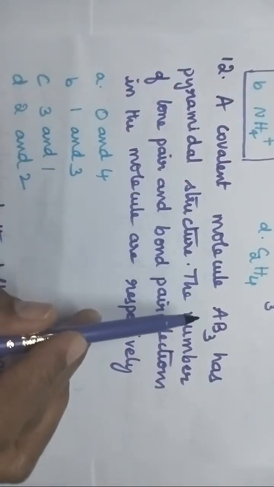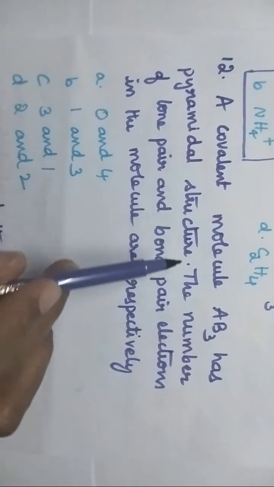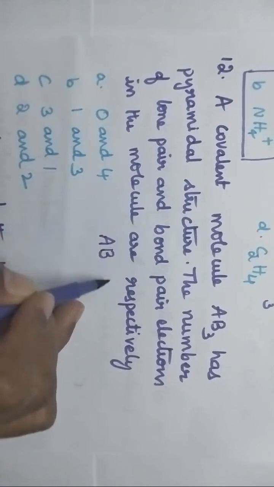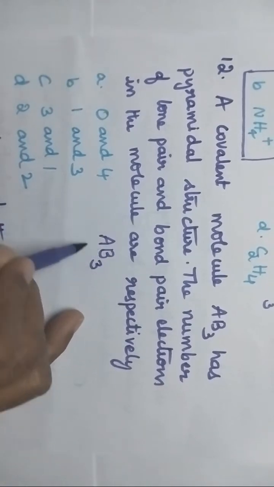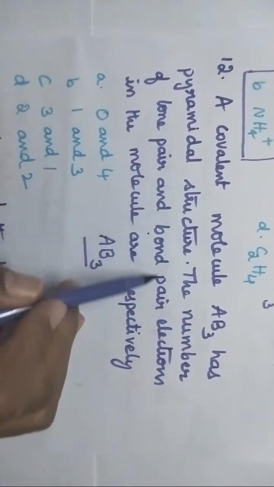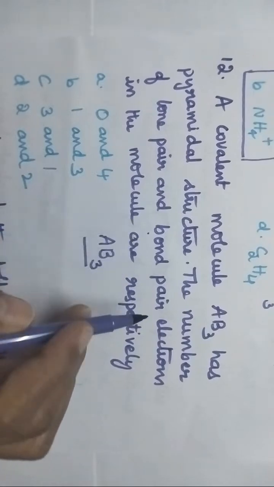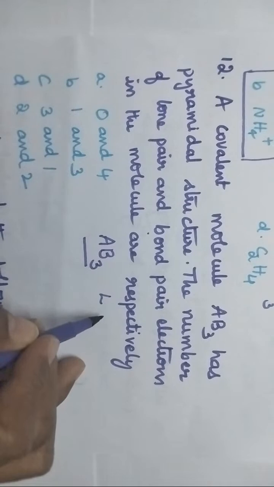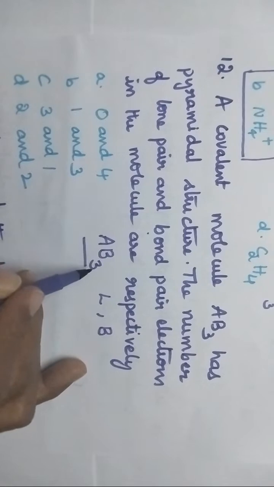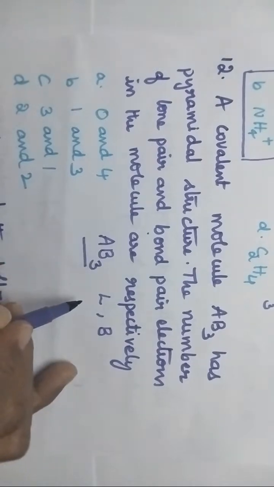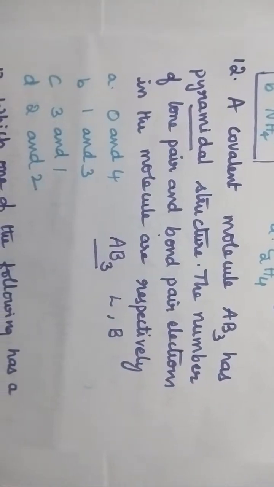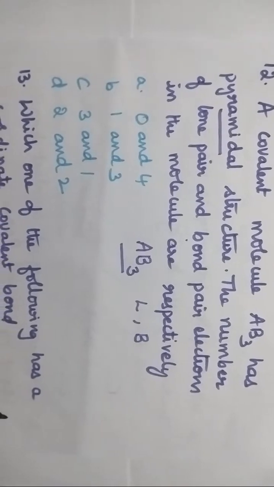Next, we will discuss the 12th question. A covalent molecule AB3 has a pyramidal structure. Here what is the structural formula of the covalent molecule AB3 having a pyramidal structure? The number of lone pair and bond pair electrons in the molecule are respectively. So you have to identify the lone pairs of electrons and bond pairs of electrons present in an AB3 type of molecule which has a pyramidal structure. It is so simple.